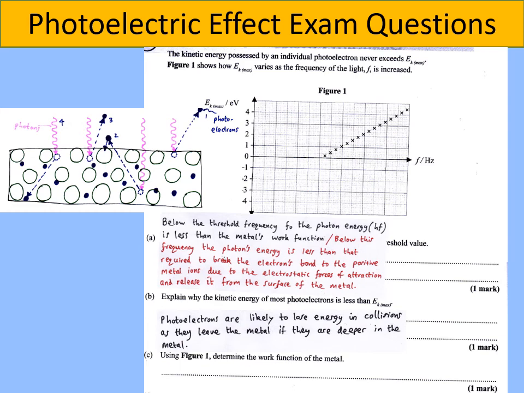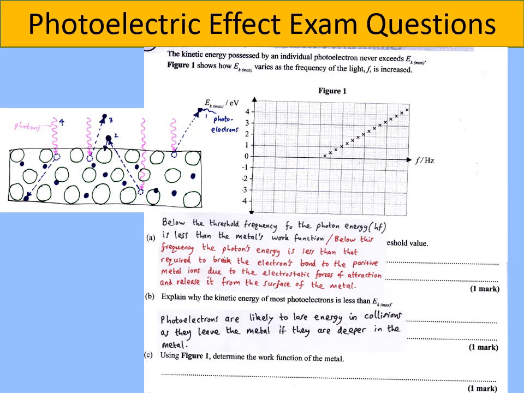Electron 2, on the other hand, as we can see, is deep within the metal, and it has lost so much kinetic energy by the time it reaches the surface that it is attracted back. Okay, so it doesn't actually escape, unfortunately. On the other hand, electron 3 is slightly deeper than electron 1, and so it escapes, but it escapes with slightly less energy than electron 1, as you can see.